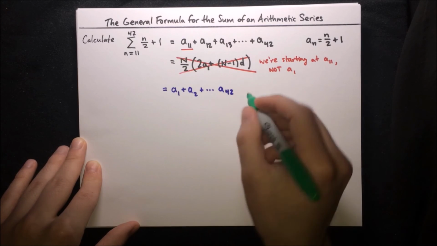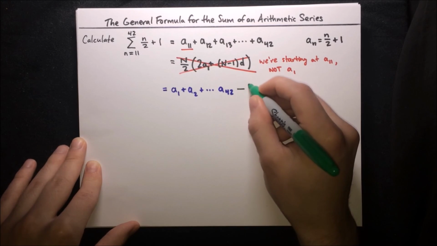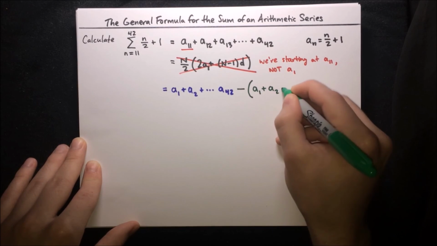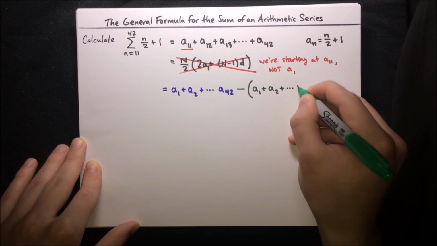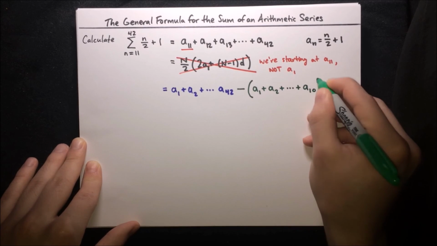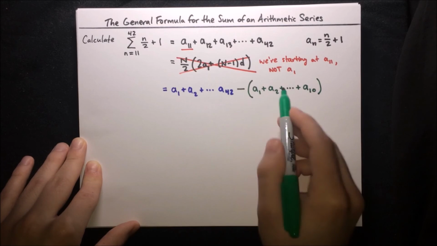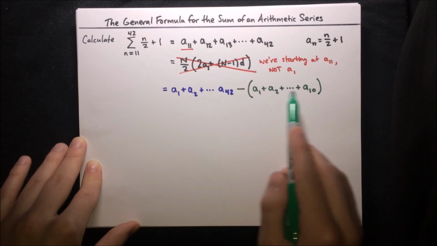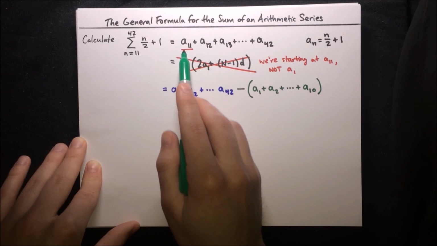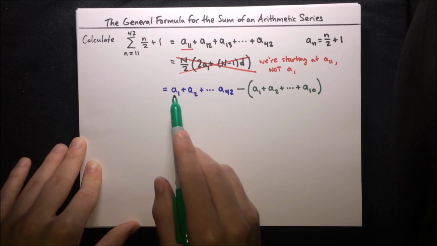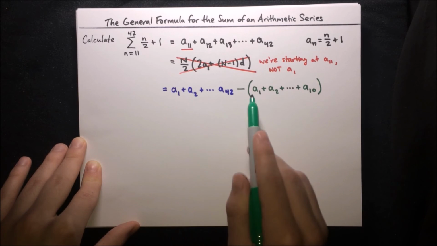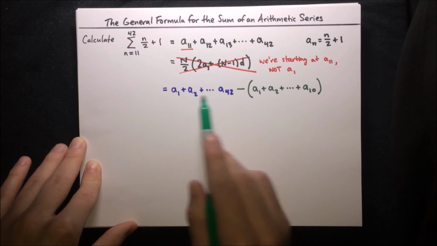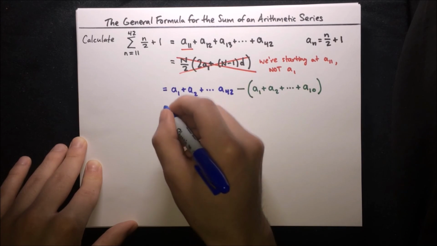So what we need to do is subtract off those extra terms that we've added. We need to subtract off a1 plus a2 plus all the way up to a10. So now this is actually equivalent to our original sum here, because we're subtracting off all of the terms a1 through a10, which will just leave us starting at a11 again. But now the great thing here is in both of these series we're actually starting at a1 now. So we can actually use our formula on each of these series individually. So let's go ahead and write down the sum for both of these.